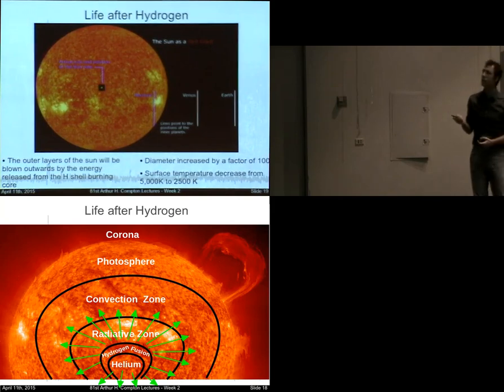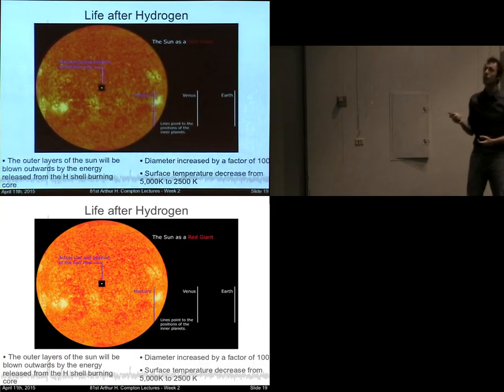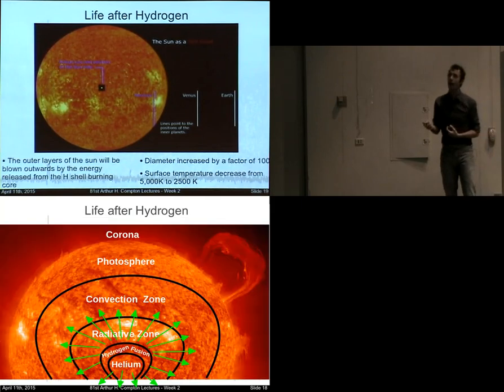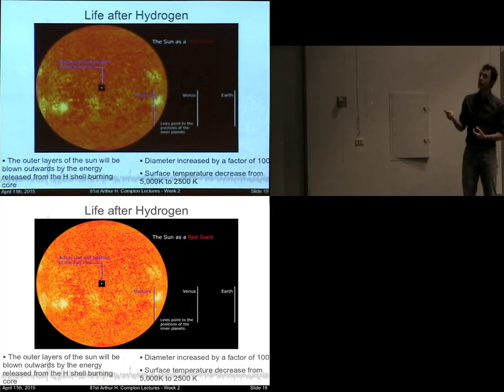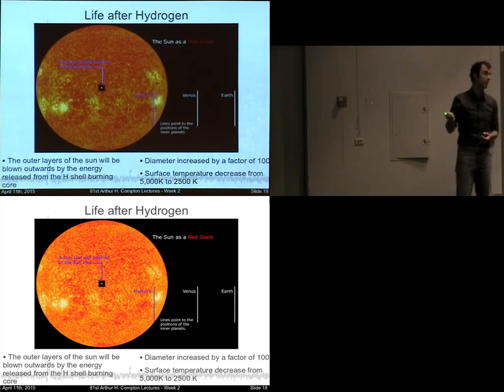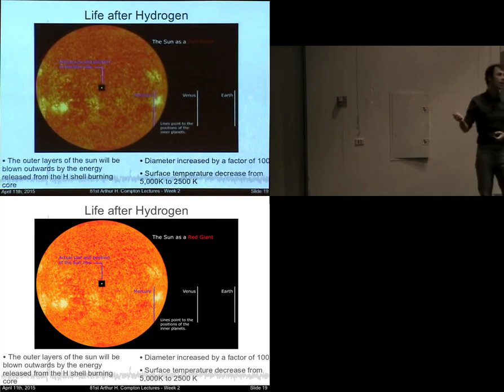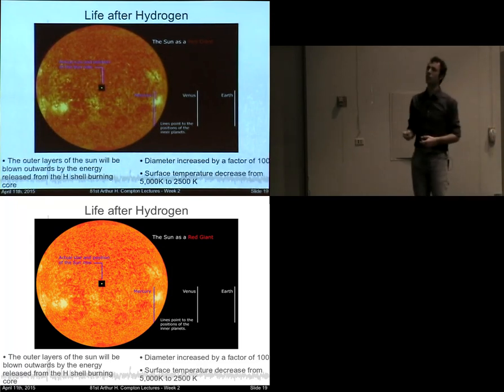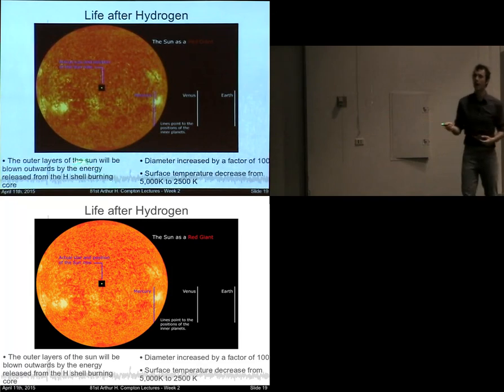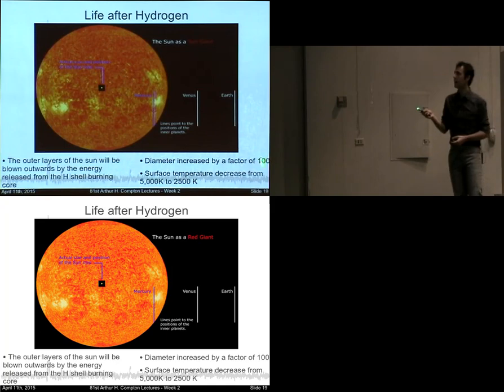And so this is just a cartoon of what we think a red giant, when the sun gets to its red giant phase, how it will look. So this is the sun right now, and the size of the star itself will actually extend beyond the orbit of Mercury. And there is some uncertainty about exactly how big the red giant sun would be. And it's possible that even the orbit of the Earth would intercept the actual matter from the star. So the outward layers of the sun will be blown outwards by the energy released from the hydrogen shell burning. For the sun, the diameter will increase by about a factor of 100.